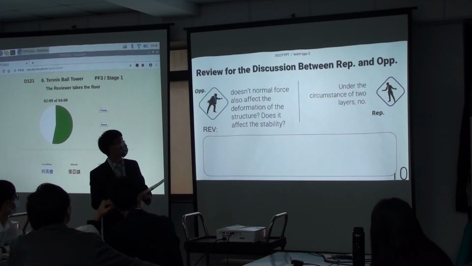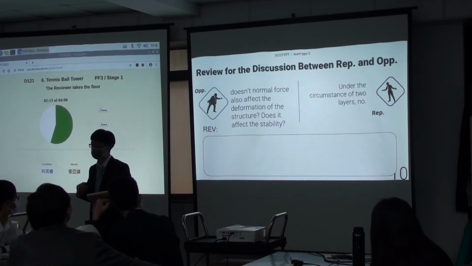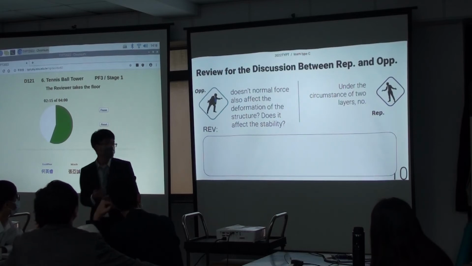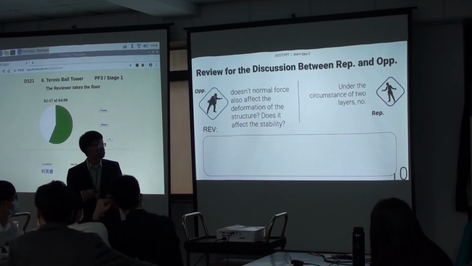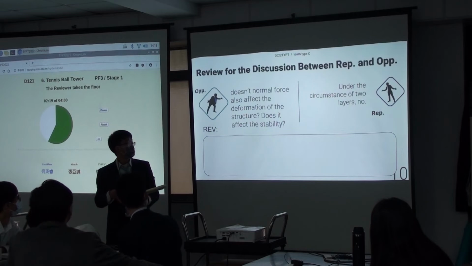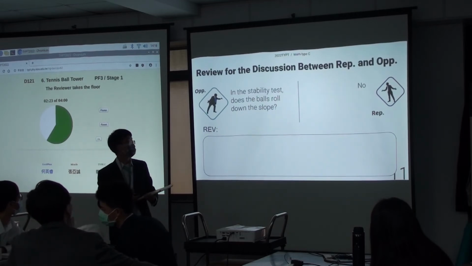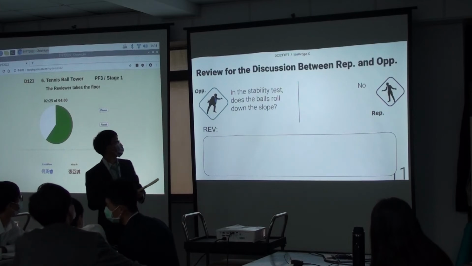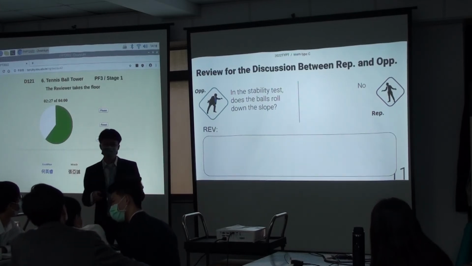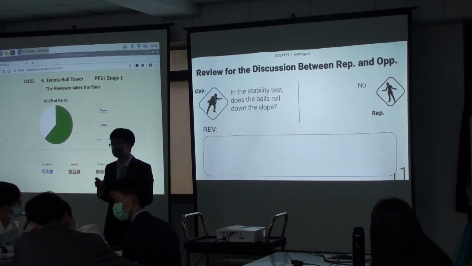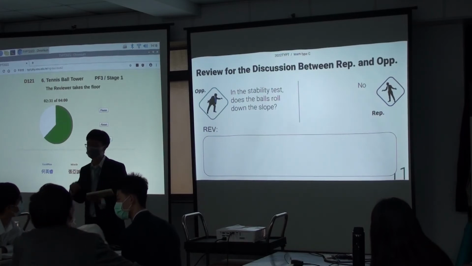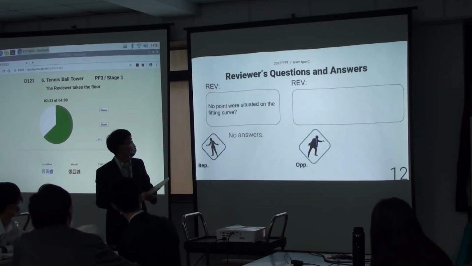Also, the opponent asked, does the normal force also affect the deformation of the structure, which the reporter mentioned that they did not consider. The reporter answered, under the circumstance of 2 layers, it will not be of much significance. And also, the opponent asked, in the stability test, do the balls roll down the slope, or do they just slide? And the reporter answered that they only slid.